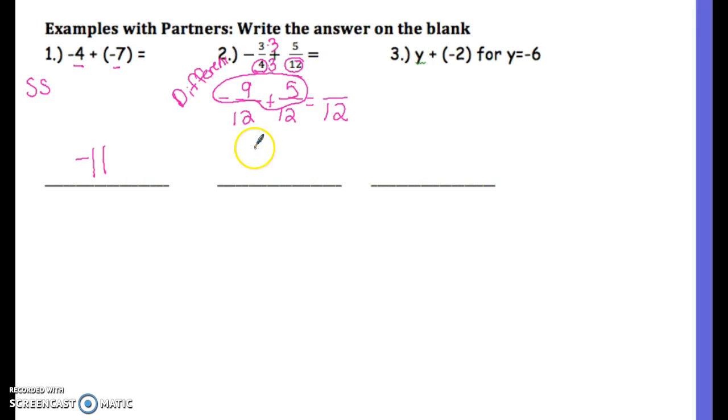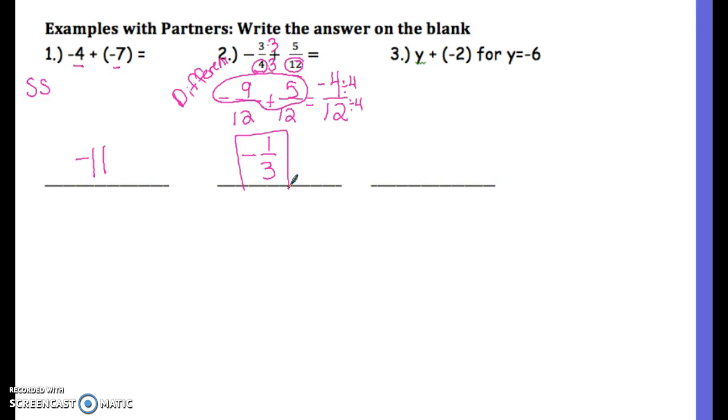So what's 9 minus 5? 9 minus 5 is 4. The sign of my larger number is negative. However, you need to simplify that fraction. Always simplify. They're both divisible by 4, so I get negative 1/3 as my final answer. Do not leave a fraction not simplified.